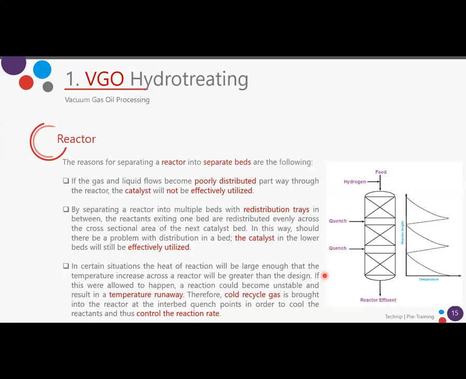Professor, excuse me, just a clarification for the second point, the redistribution. The second point is related to the first point. What happened in the first point?